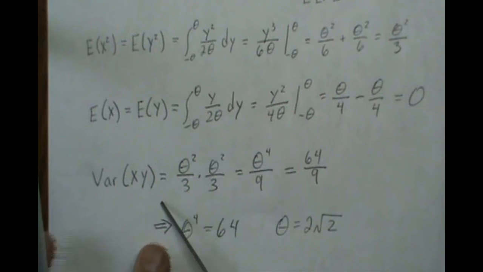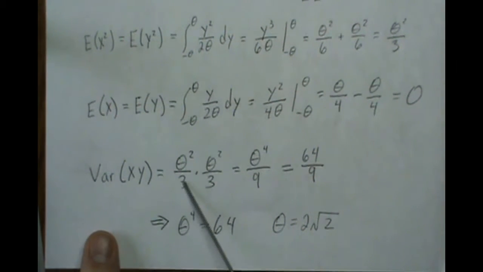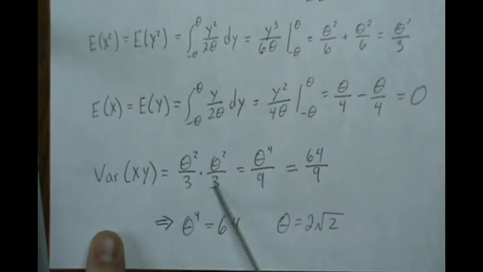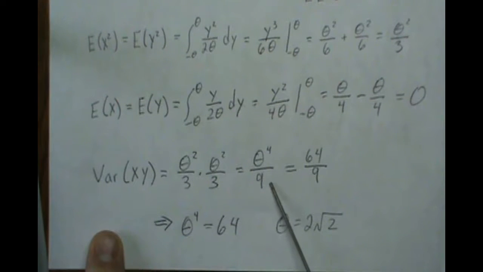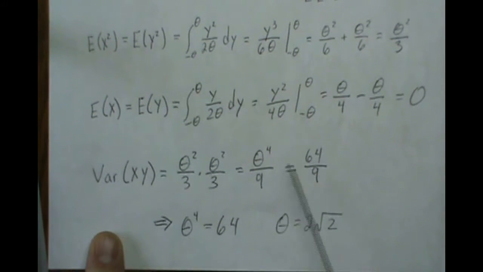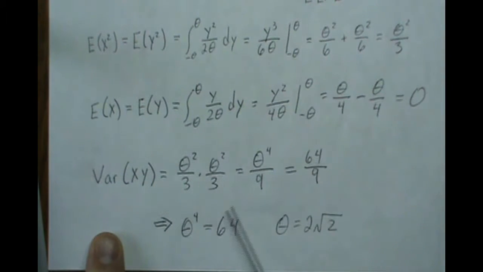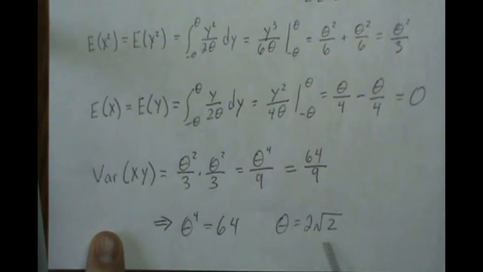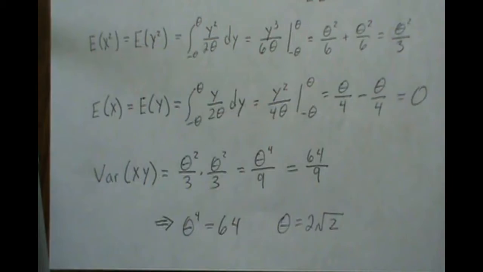The variance is the expected value of x squared times the expected value of y squared, which is this, which is that. So theta to the 4th is 64, which implies that theta is 2 radical 2.